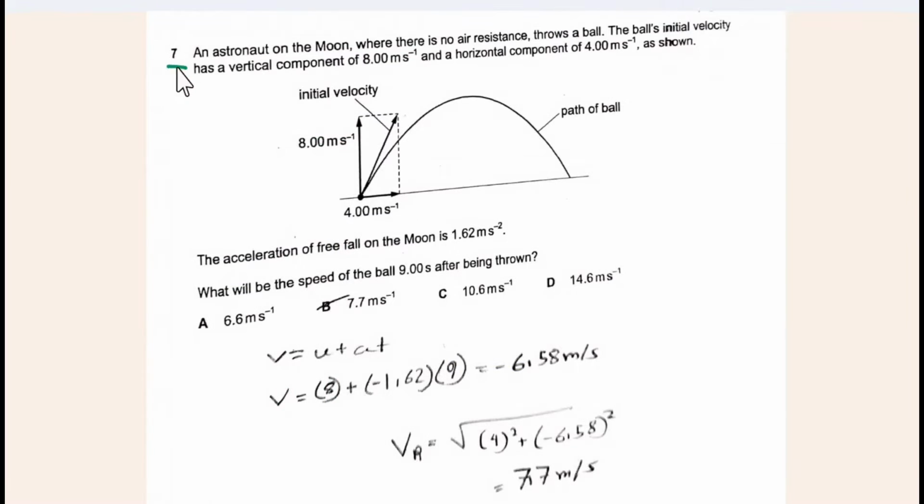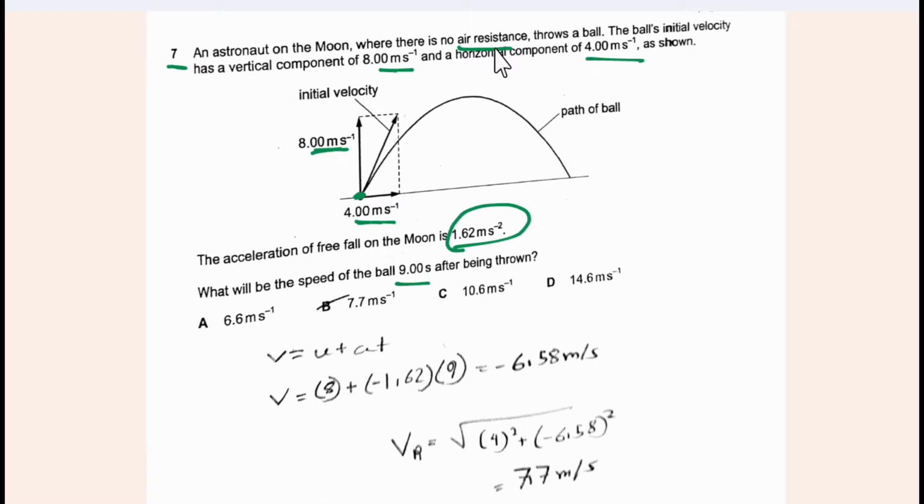Number 7. An astronaut on the moon, where there is no air resistance, so acceleration is the same, throws a ball. The ball's initial velocity has a vertical component of 8 meter per second and a horizontal component of 4 meter per second. The acceleration of free fall on the moon is 1.62 meter per second squared. What will be the speed of the ball 9 seconds after it is thrown?